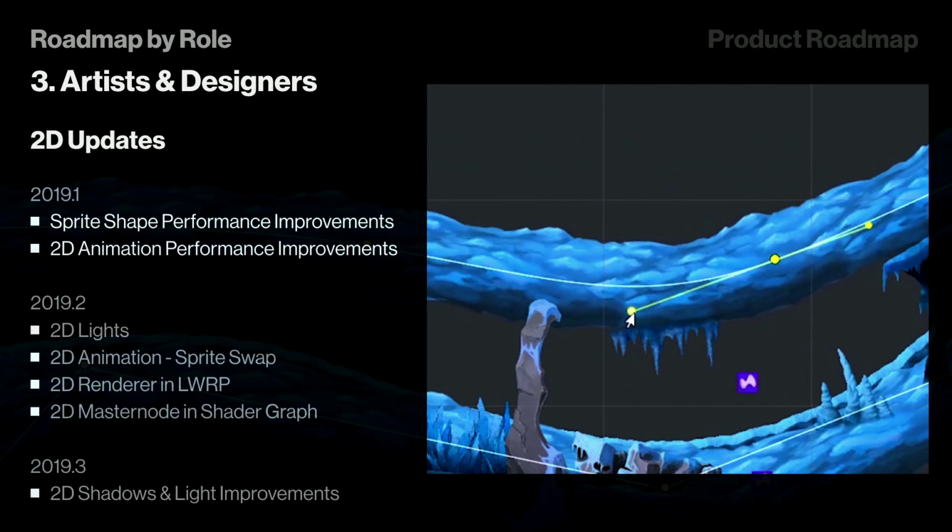2D. So .1 is about tuning up performance, using the best of DOTS to increase performance of Sprite Shape and 2D sprite rigging.